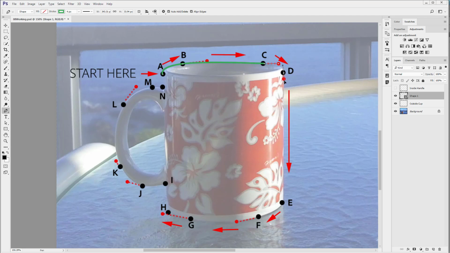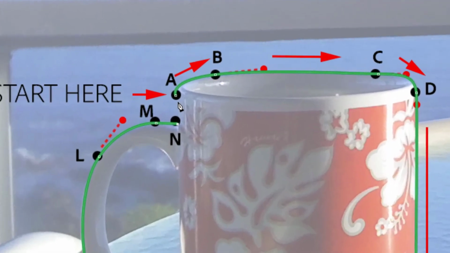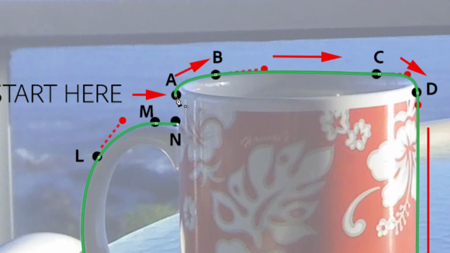D, a little drag. Come on down, click on E, F, and drag, another curved segment. G, drag like this. H, no drag. I, no drag. J, a little bit of drag for a curved segment. K, another little curved segment drag. L, a longer curve, we have a longer drag. M, N, and then finally back on over to A, and there's our closed path indicator.